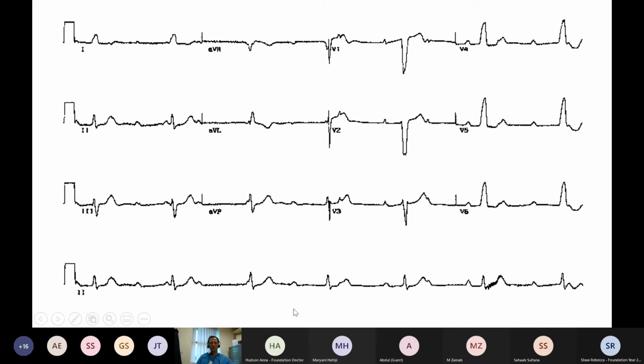So again, mark out your ECG complexes, and you can start off by marking out your QRSs and see that they are regular. Complete heart block should be regular. It would be very unusual for it to be irregular. So look for regular QRS complexes, and mark out your P waves.